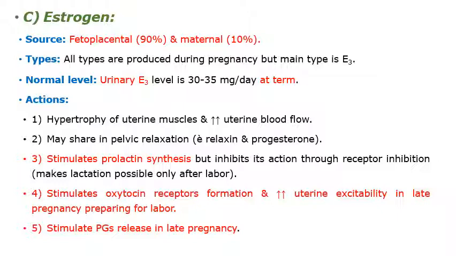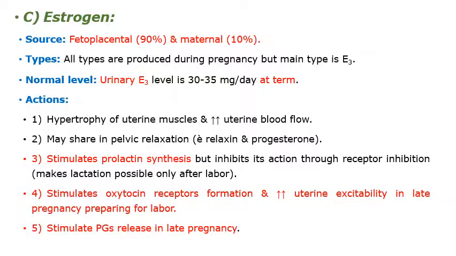only after labor. And the estrogen increases in the last weeks of pregnancy, and this leads to the initiation of labor by stimulating the oxytocin receptor and increasing the sensitivity of uterine muscle to oxytocin. Also, it stimulates prostaglandin release in late pregnancy and stimulates uterine contraction and also labor.